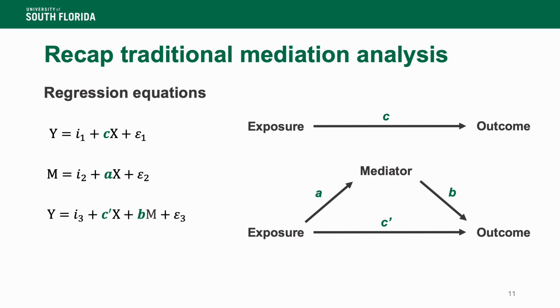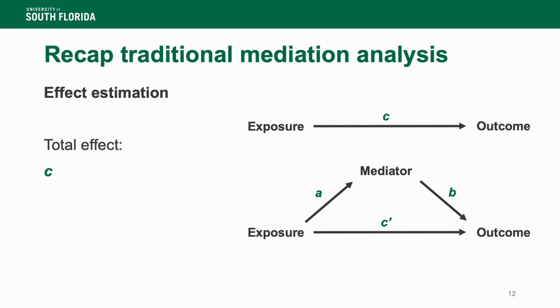Sometimes people wonder why we estimate the B path by also including the exposure in the equation. And when we take a closer look at the figure, we can see that the exposure is actually a confounder of the mediator outcome effect. So we need to adjust for the exposure to remove any potential confounding bias by the exposure on that B pathway.